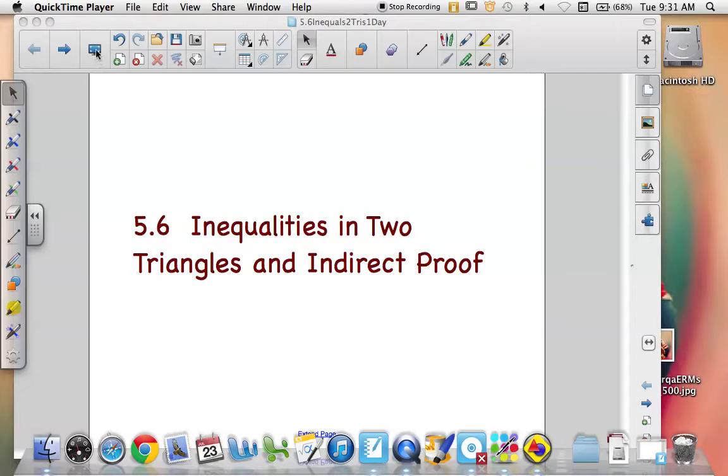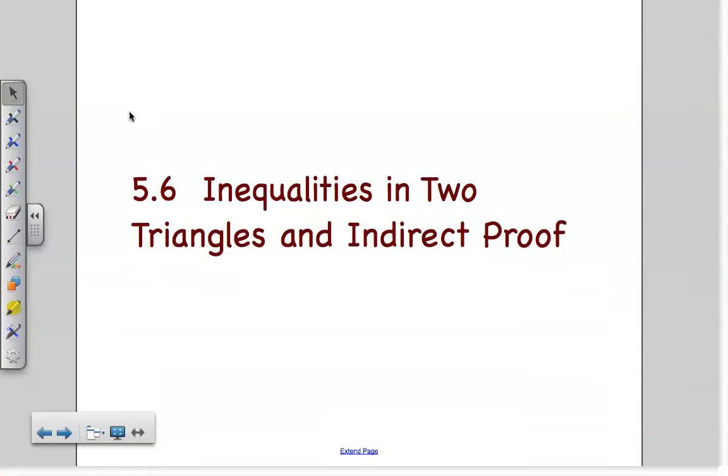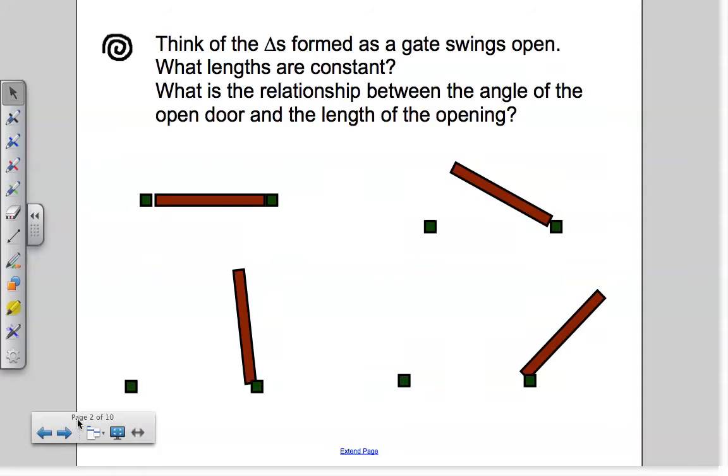Section 5.6, we're looking at inequalities in two triangles, and we're looking at a type of proof called indirect proof. First thing we're looking at is actually the hinge theorem that we're leading up to, so we're going to do a little discovery here. Think of the triangles formed as a gate swings open.